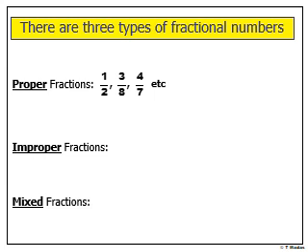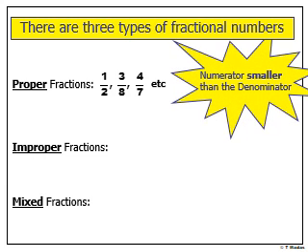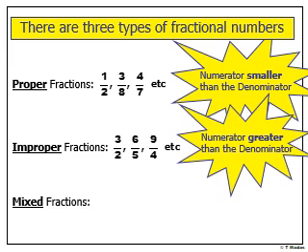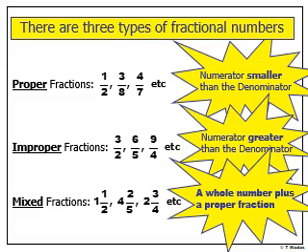The proper fractions, like 1 over 2, 3 over 8, 4 over 7, etc., are fractions where the numerator is smaller than the denominator. The improper fractions, like 3 over 2, 6 over 5, 9 over 4, are when the numerator is greater than the denominator. Mixed fractions, like 1 and 1 over 2, 4 and 2 over 5, 2 and 3 over 4, etc., are a whole number plus a proper fraction.